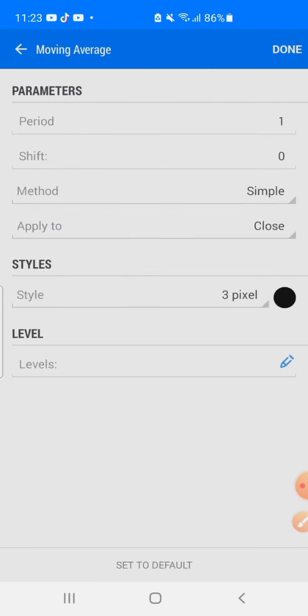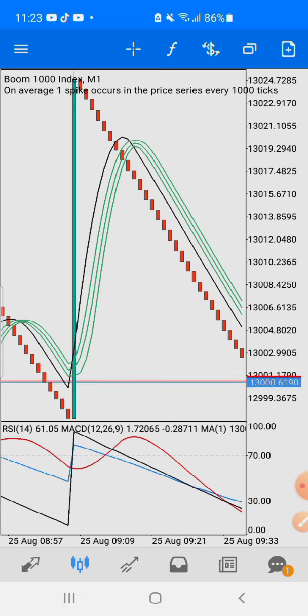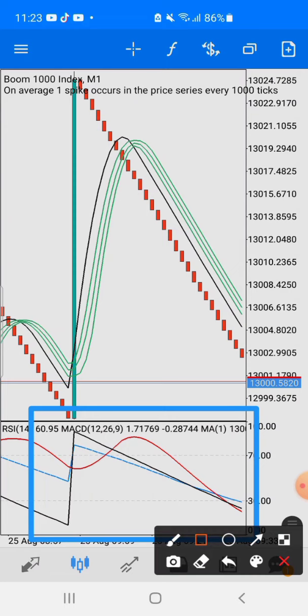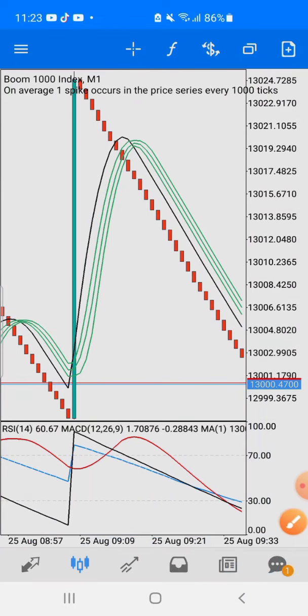Then the next one is moving average: period 1, shift 0, method simple, apply to close. The style is 3 pixels black. And you are done, guys. That's our setup right here, which is our confirmation setup. The one we had before is this one, so if you watch the video, you get the setup for this one.